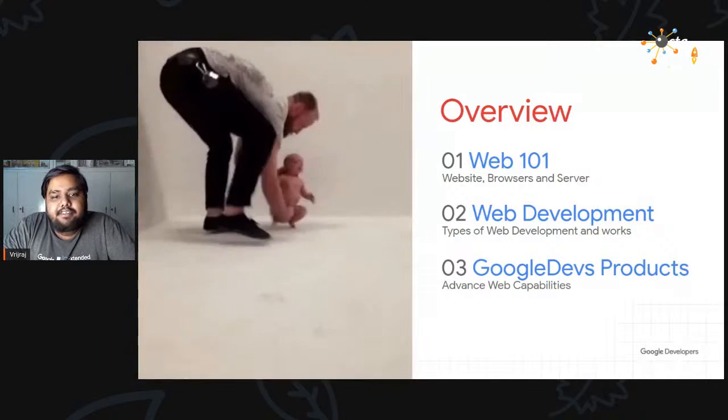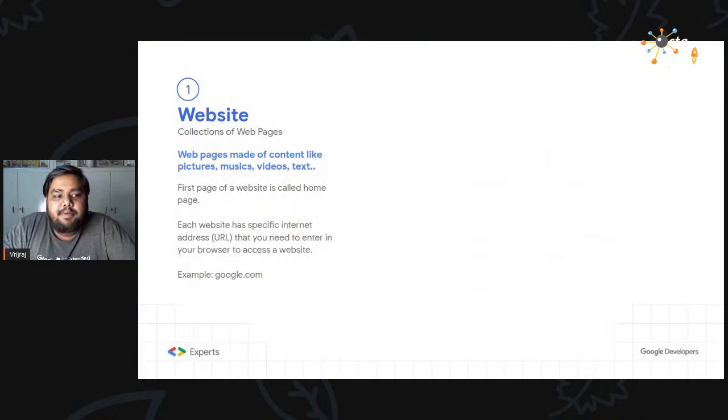So let's start. The first part is website. So basically, what is a website? A website is a collection of web pages. Each web page can contain pictures, music, video files, audio files, and so many other things. Each website has a specific first page, which we call the home page, and each website has a specific URL. For example, google.com or gmail.com.